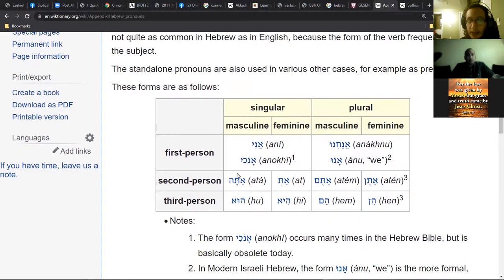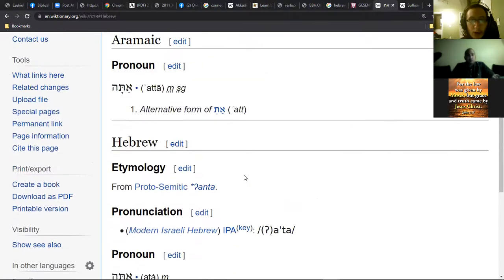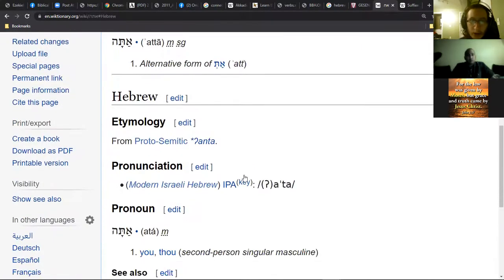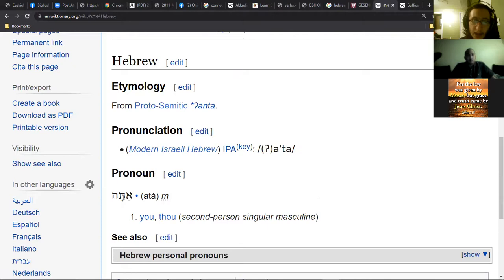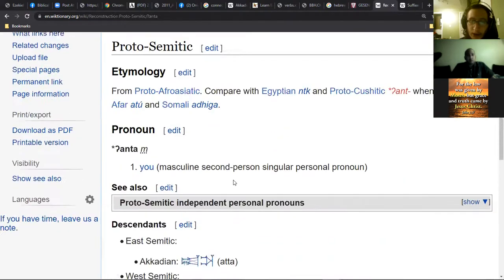And so for plural, you have him for masculine and hen for plural of feminine. But when you go to the Wiktionary or the dictionary, remember I told you guys earlier that the noun gets dropped often in pronunciation? Well, that happened with the pronouns. Originally, there was a noun part of the pronoun.